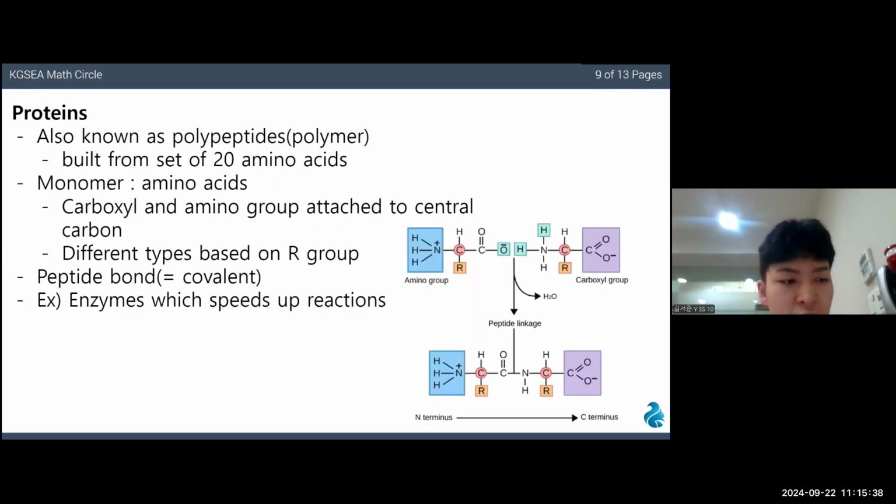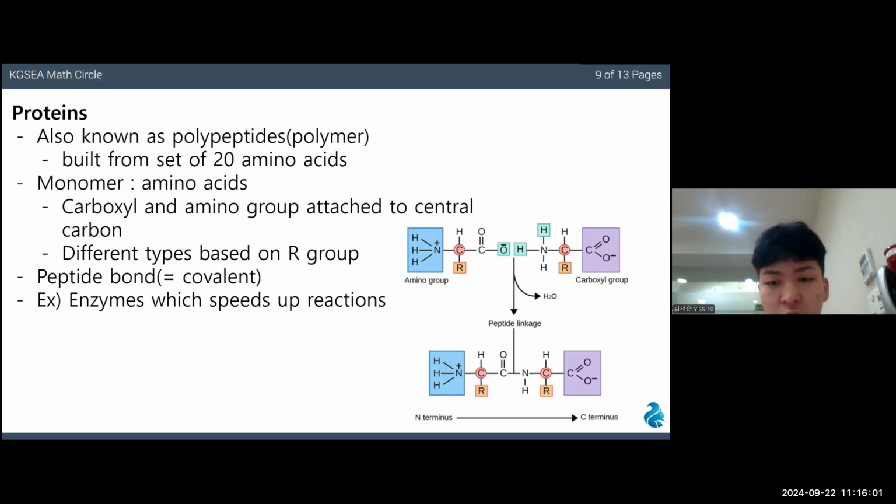The third type of macromolecules are called proteins, which are also known as polypeptides, the polymer version of proteins, built from a set of 20 amino acids. As you could guess, these amino acids are the monomers of proteins, and each consists of a carboxyl group, which is COOH, and an amino group, NH2, attached to the central carbon.